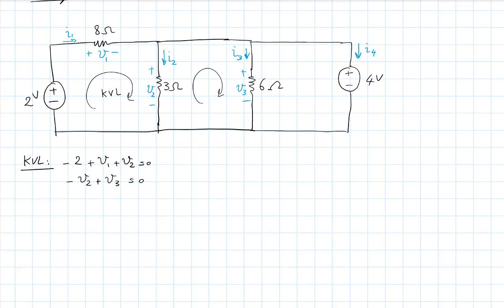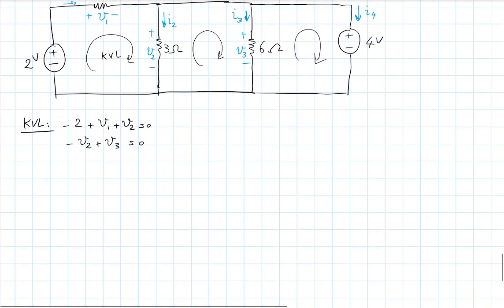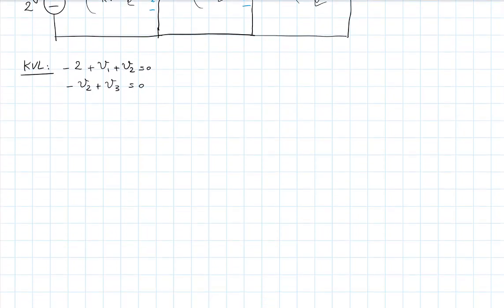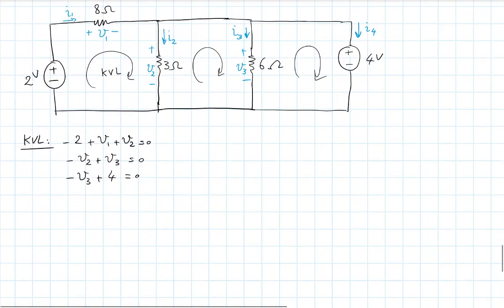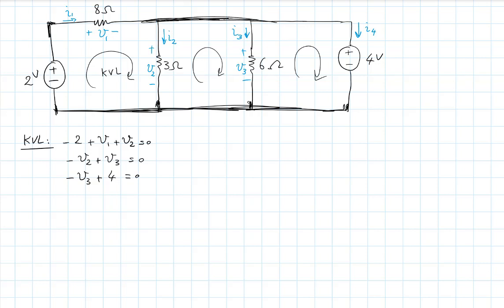And I have another one here. Minus V3 plus 4 equals 0. And then I have the KCLs, which involve all the nodes. There's a big node here. There is a node here. There is another node here.